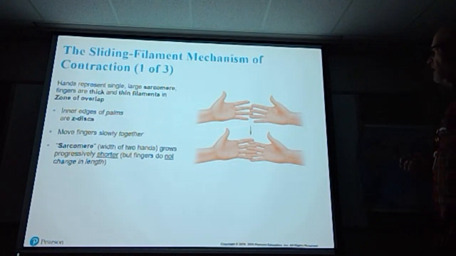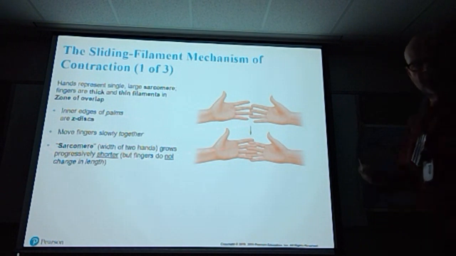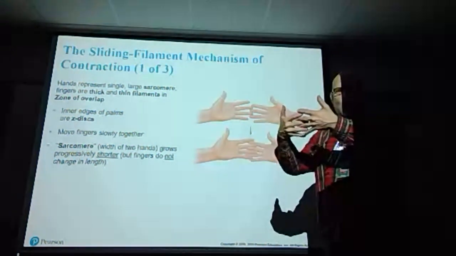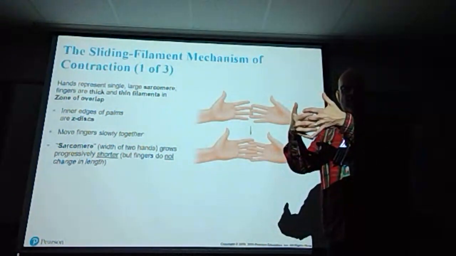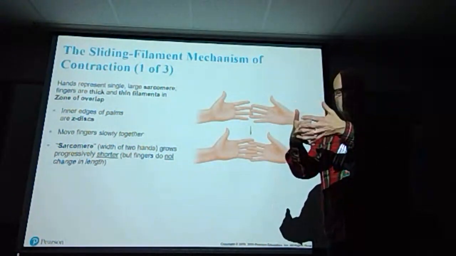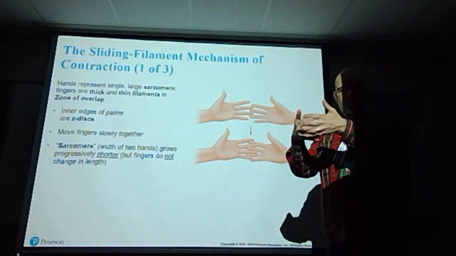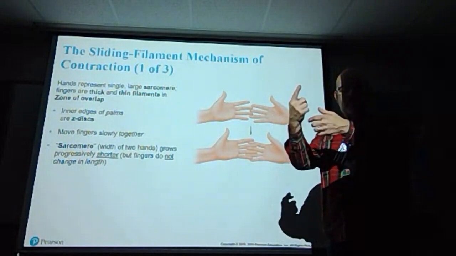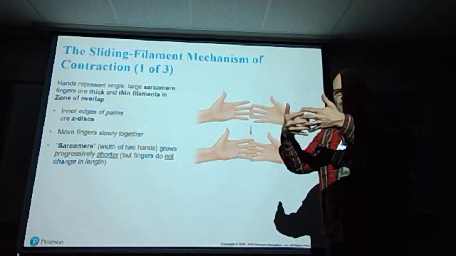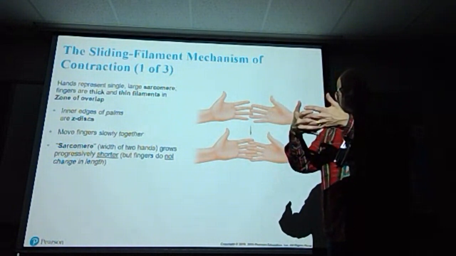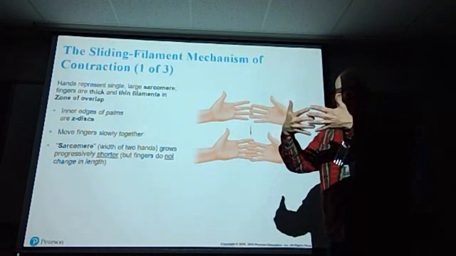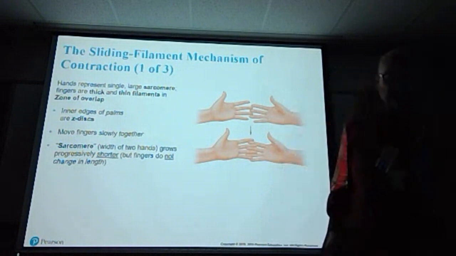If you move the fingers together slowly, the sarcomere, the width of the two hands, grows progressively shorter, but the fingers do not change in length. In other words, they are sliding over each other. That's the way those fibers, in the previous video where I showed you the head reaches up and grabs and slides things along, just pull this way. The muscle's getting shorter, but the individual fibrils are not changing length.